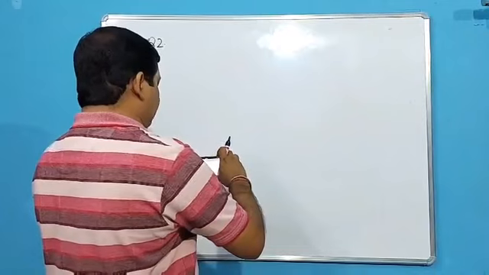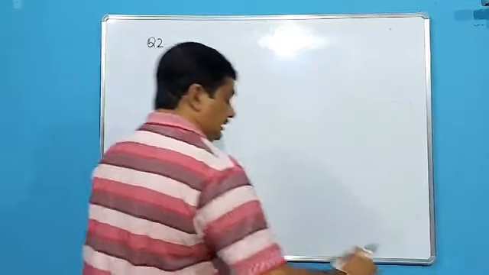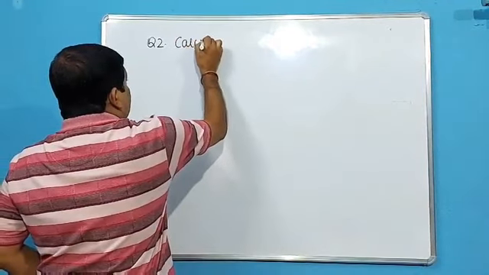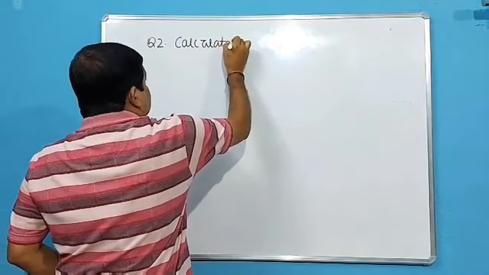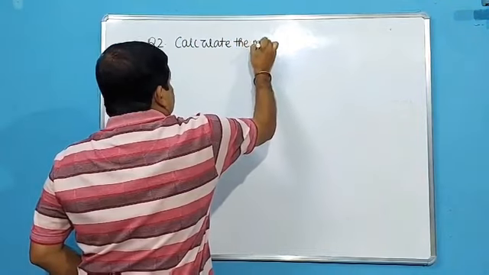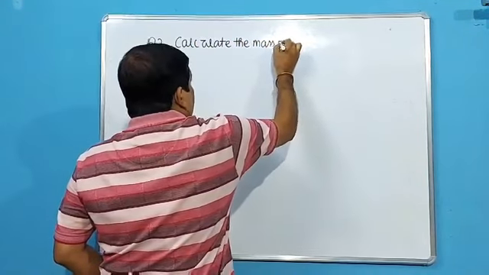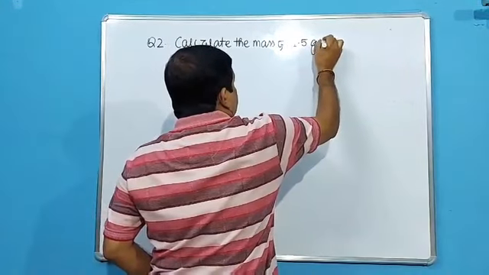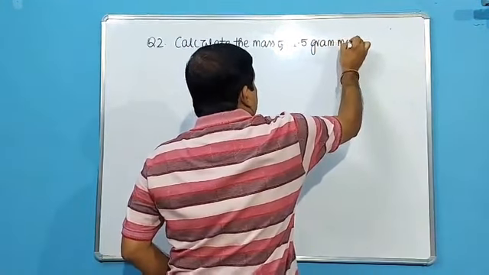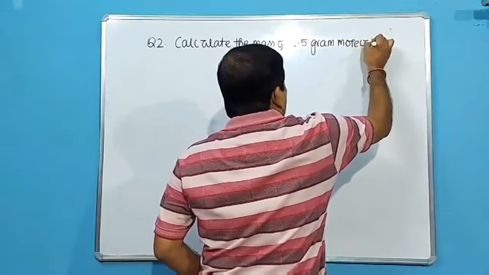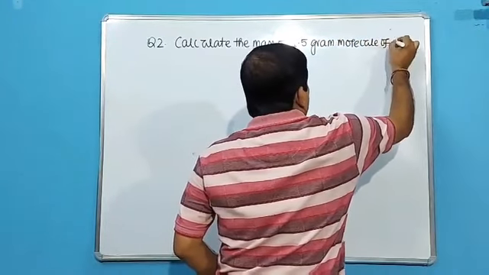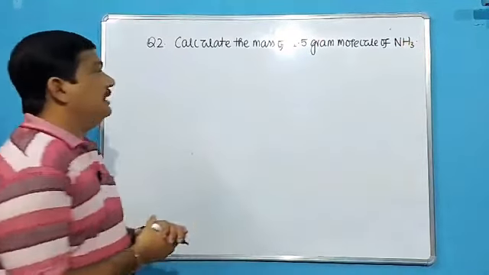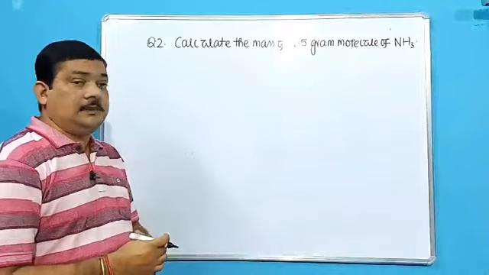Calculate the mass of 1.5 gram molecule of ammonia. Ammonia, you know, the formula is NH3. You have to calculate the mass of 1.5 gram molecule of ammonia.